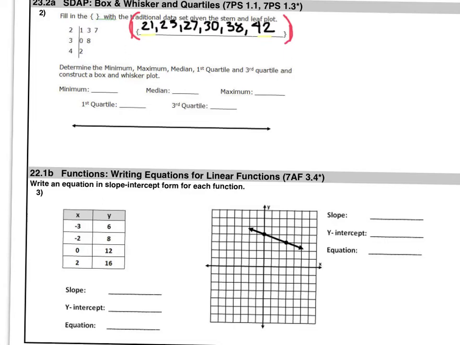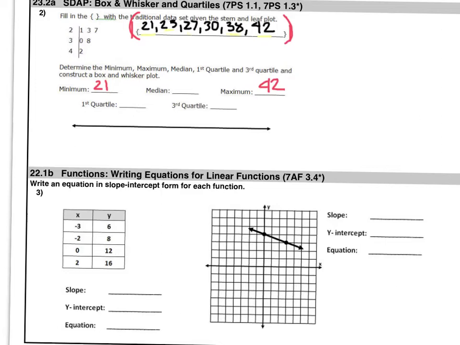But 21 and 42 are our highest and our lowest. So those are actually our minimums and our maximums. So I'm going to go ahead and fill them in. My minimum is 21. My maximum is 42. And now I'm going to keep going trying to find my median.